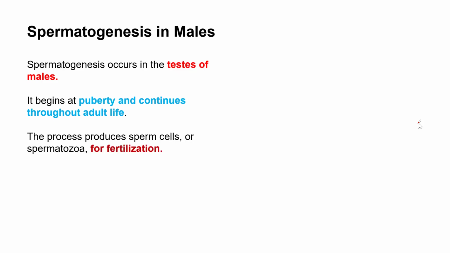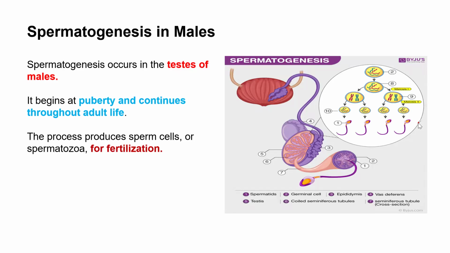So the process produces sperm cells. At the end of spermatogenesis, sperm cells, or spermatozoa, are produced for fertilization. As we can see here, this is where spermatogenesis started from. Look at it, it started from A, where we have number 1, from spermatids. And then from spermatid, we have a germinal cell, where the sperm cells are generated. Then we have the epididymis. What is the epididymis? Look at it, as we can see, 3. This is the epididymis, where the sperm are stored.